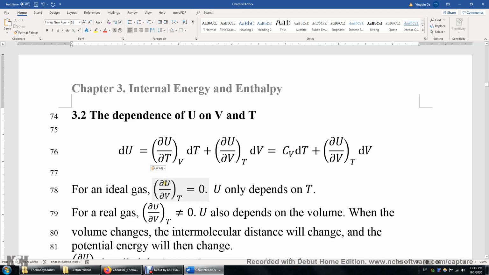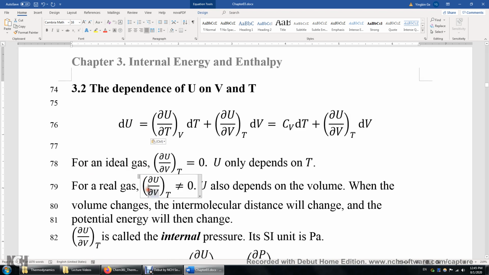For an ideal gas, ∂U/∂V is 0, so this part is 0 for an ideal gas. Again, for an ideal gas, U only depends on temperature. Over here, temperature is held constant, therefore this part is 0. And then, for an ideal gas, this dU is simply CV dT. For a real gas, ∂U/∂V is non-zero. So later, we will derive the expression of this. This U should also depend on volume.